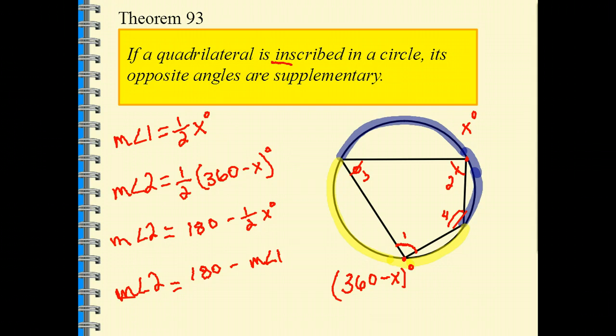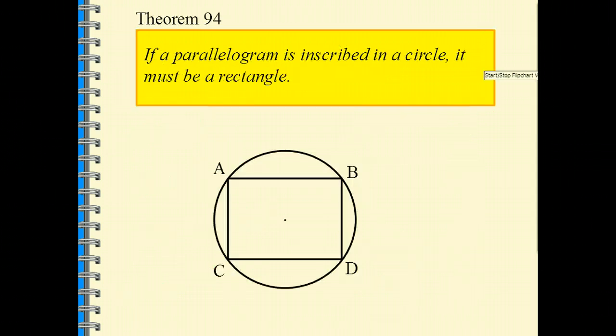Okay, let's take a look at Theorem 94. We're dealing with a parallelogram that is inscribed in a circle. Remember, a parallelogram is a special quadrilateral that has opposite sides parallel, opposite sides congruent, opposite angles congruent, and diagonals that bisect each other. Now, using that idea of a parallelogram and Theorem 93, we know that this must be a rectangle.